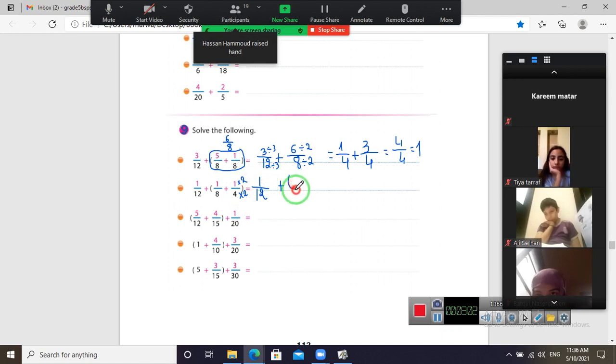It's equal to 1 over 8 plus 2 over 8. It will be equal to 3 over 8. The 1 over 12 will be the same: 1 over 12 plus 3 over 8.